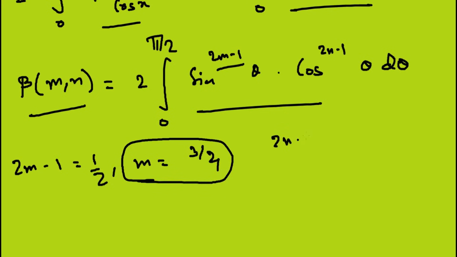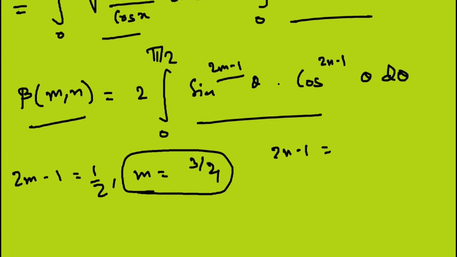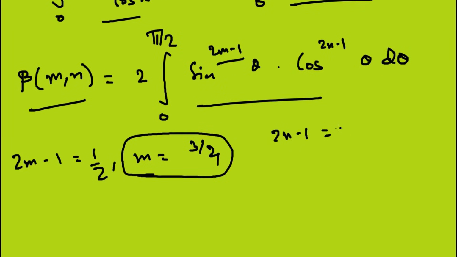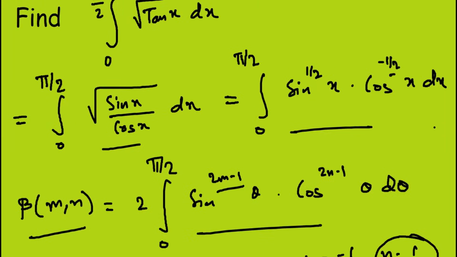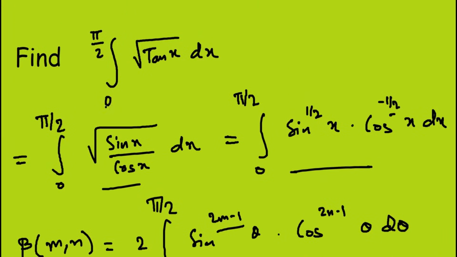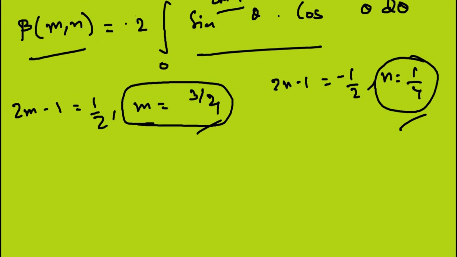Now similarly 2n minus 1 equals minus half. So what is the value of n? n equals half divided by 2, which is 1 by 4. So I have found the value of n as 1 by 4 and m as 3 by 4. So the integral from 0 to pi by 2 of root tan x dx can be represented as half. Why am I putting this half? Because I have a 2 over here. If I represent this in terms of the beta function, this 2 will go down, so I will have a beta value divided by 2.